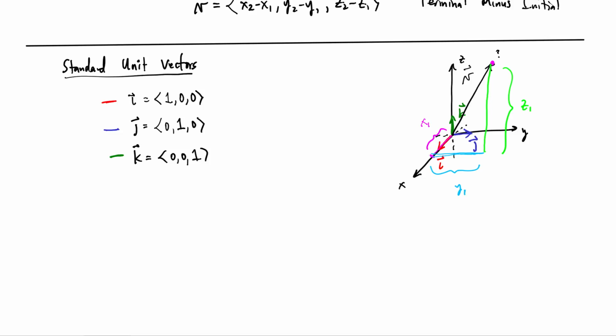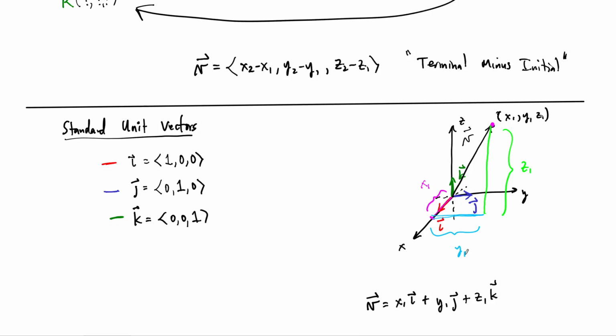Like I said, we'll return to this later. But what we can do is represent our vector v as the sum of stretching factor x1 times i, plus stretching factor y1 times j, plus stretching factor z1 times k. And it turns out that these 3 numbers, x1, y1, z1, are exactly the coordinates of this point up here.